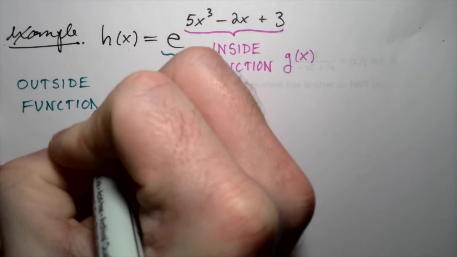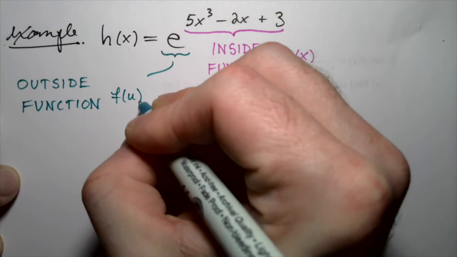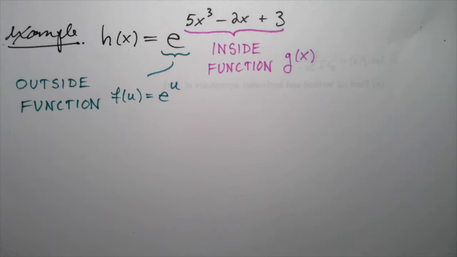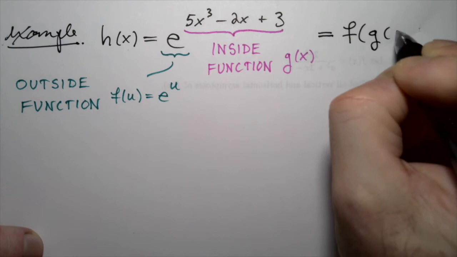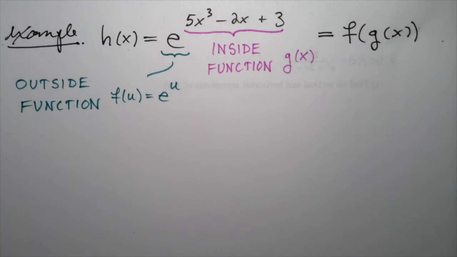So this time the outside function, which we'll call f, following the notation I used for the chain rule, is just raising whatever the input is, using the variable name u for shorthand, raising e to that power u. It's the exponential function. Okay, so by recognizing these parts of the function as inside and outside, we've decomposed h as a composition of functions. Check it out. h is exactly f of g of x, where f and g are these two pieces.